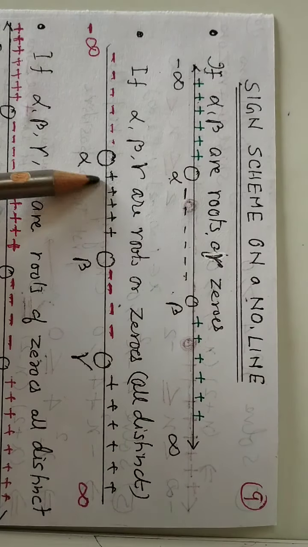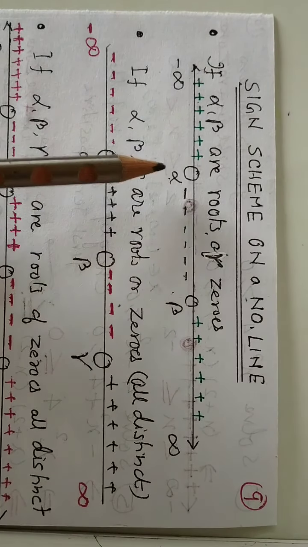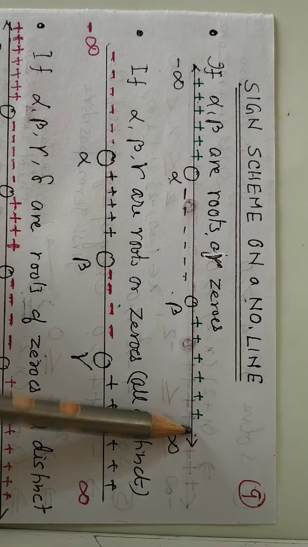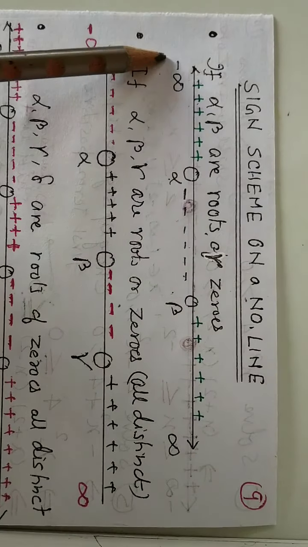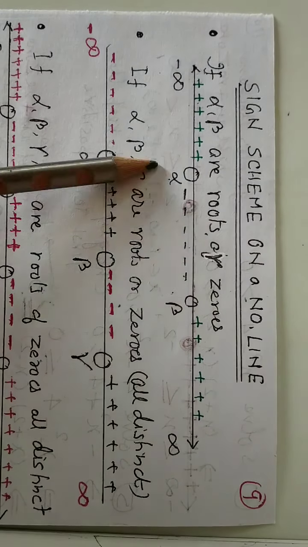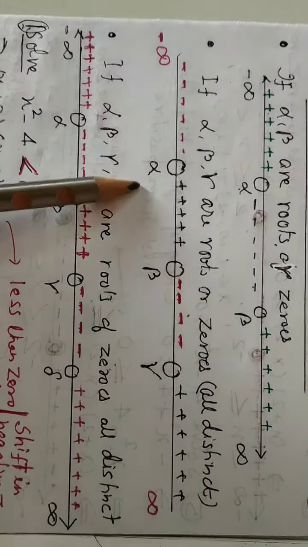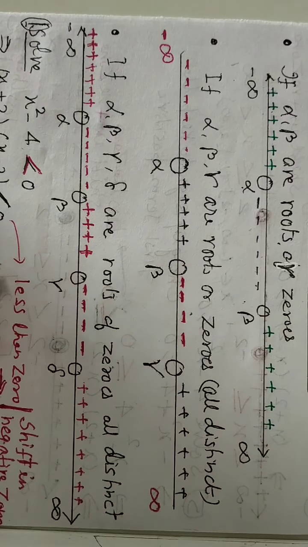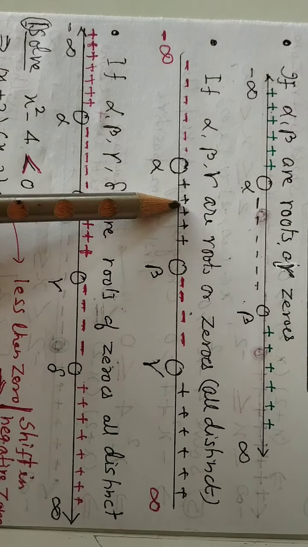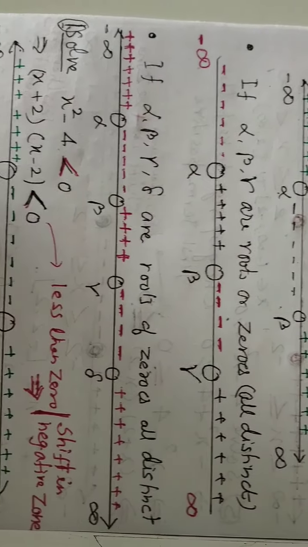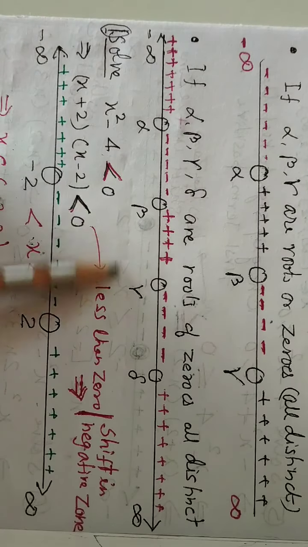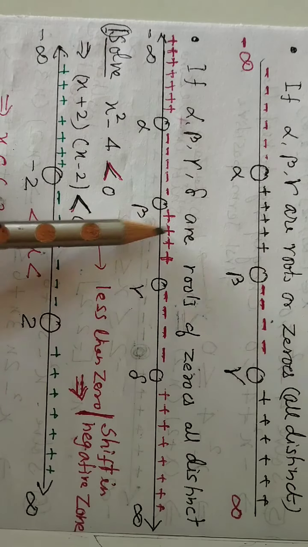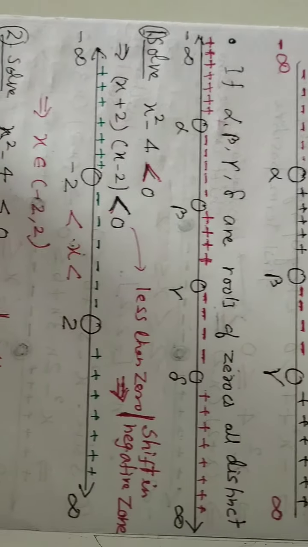Now this is the sign change scheme. If alpha, beta are zeros, express alpha, beta on the number line and then start from positive, from the right side, then negative, then positive. Permanent fixed sign scheme. Now again, if alpha, beta, gamma are the 3 zeros, write on number line, start from positive, then negative, then positive, then negative. Permanent sign scheme. If alpha, beta, gamma are the zeros, then express on the number line and then plus, minus, plus, minus, plus.